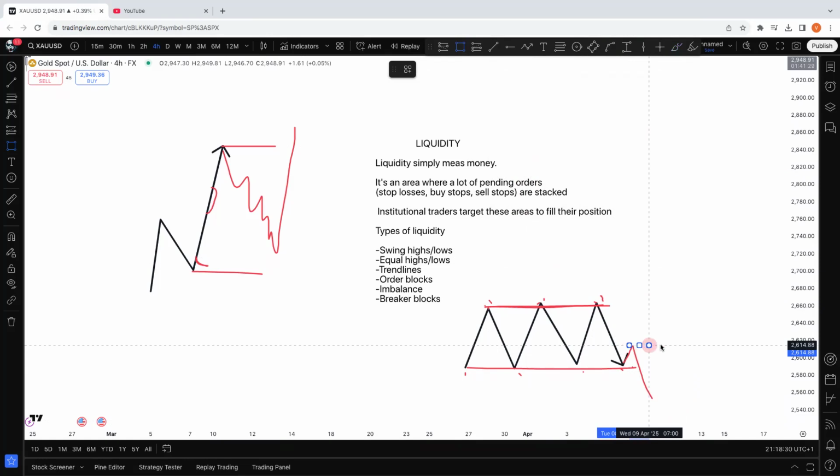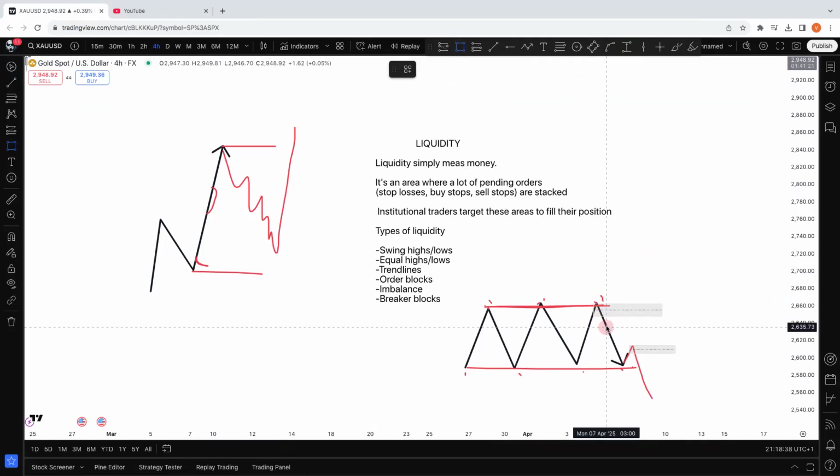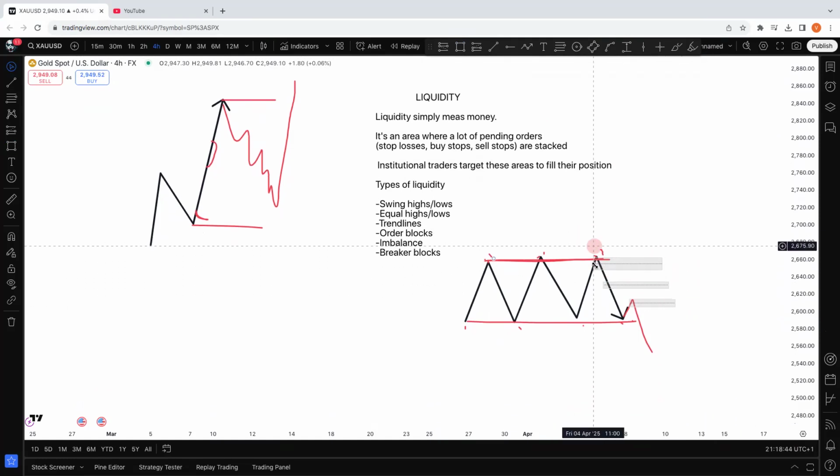Some persons are going to place their entry here. Some persons are going to consider this zone here, right? Or some persons are going to consider imbalance. Now, this is the order block, right? Some persons are going to consider imbalance here. So you can see these are now the three entries which traders can enter into the market.